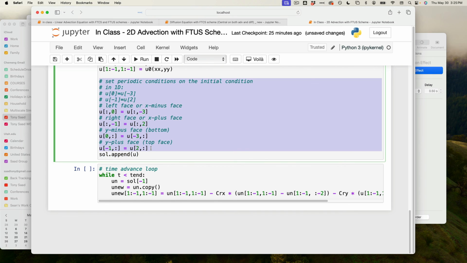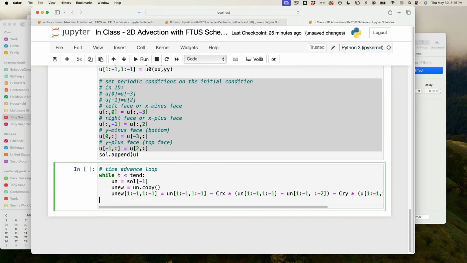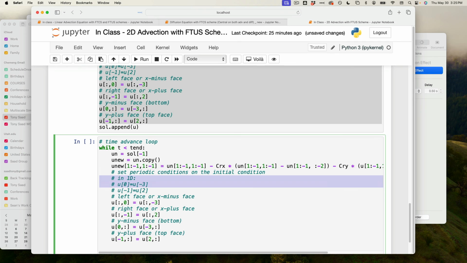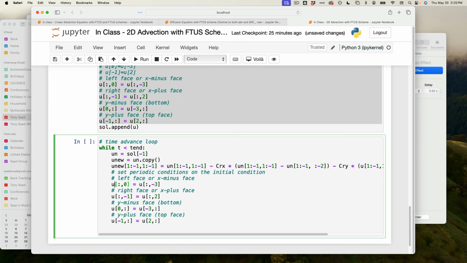All I have to do is just take this and copy and paste it and do it on unew. Okay? Instead of u, I just do unew. Now imagine doing for loops for those. Yeah, no for loops for me.